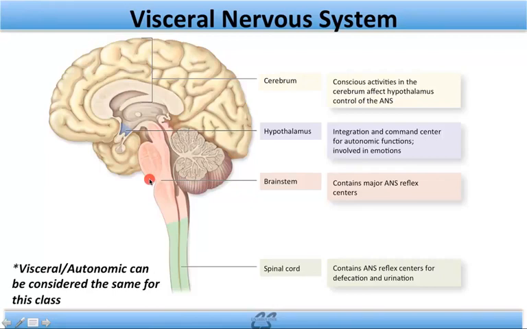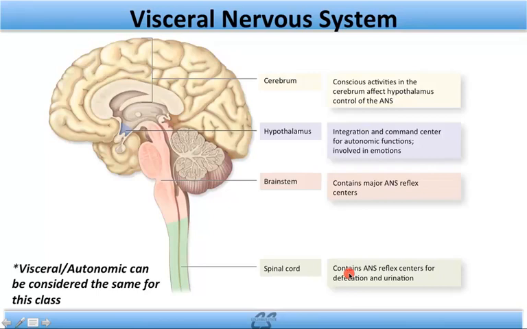When we get into the brainstem, the brainstem is where reflexes really begin to happen. Now, the brainstem is where reflexes can happen, but do realize that the cerebrum and the hypothalamus can really affect some of those reflexes in some cases, but not all. And so the brainstem is really just a little lower down on the hierarchy, and then ultimately the lowest component of the hierarchy is spinal cord. But again, there's still some autonomic reflex centers there, specifically for defecation and urination.